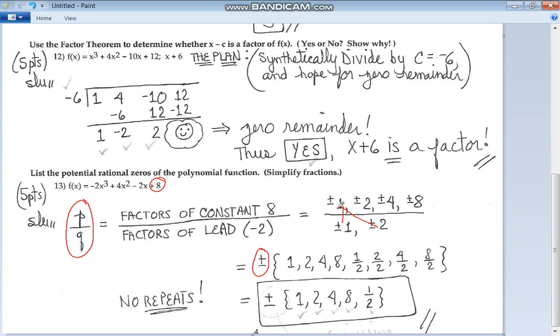So 1 over 1 is 1. We're going to go all of the values on top over 1: 1 over 1, 2 over 1, 4 over 1, 8 over 1. Now continue with each of those over the 2: 1 over 2, 2 over 2, 4 over 2, 8 over 2. Simplify and do not repeat yourself. If a number appears, don't write it more than once. So we end up with plus or minus, curly set bracket, 1, 2, 4, 8, and 1/2.